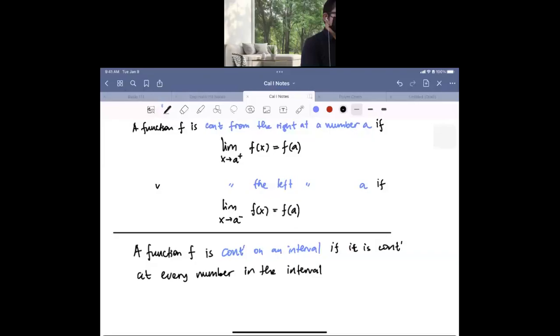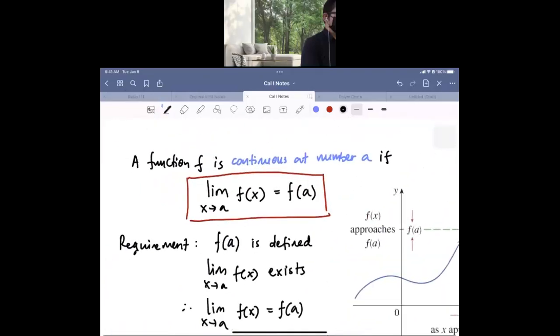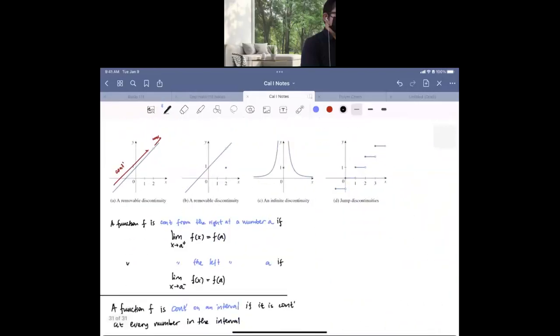And if you want to prove whether the function is continuous at some point, what we are going to do is go back to the first statement here, that the limit should be equal to the function at that point. It needs to be equal. If not equal, then there will be some discontinuity.